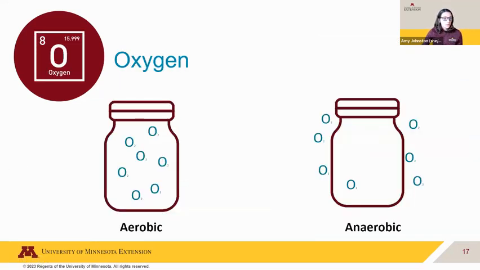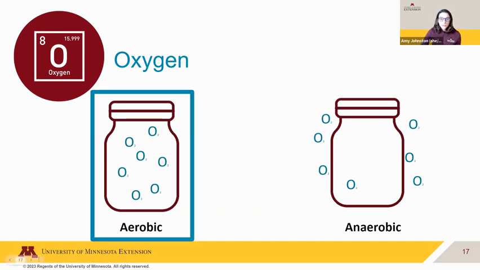The presence or the availability of oxygen also impacts the survival and growth of pathogens. Many pathogens need a certain level of oxygen to survive and grow. Oxygen is needed for the process that breaks down food and nutrients into energy, and that process is called an aerobic metabolism or aerobic process.